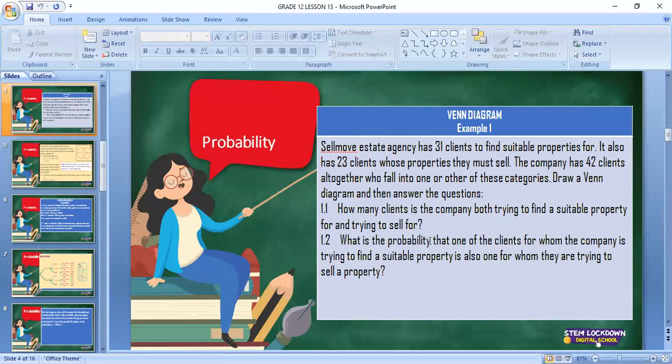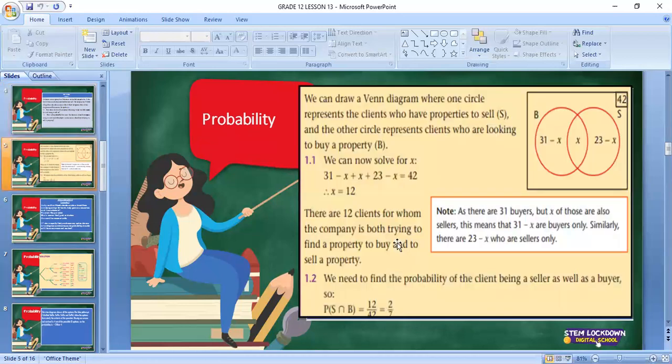To find probability, we define probability as the number of required outcomes over the number of possible outcomes. So that is the actual number of such people divided by the total number, and that would be 12 over 42, which simplifies to 2 over 7. 6 divided into 12 is 2, and 6 divided into 42 is 7. So the probability of getting those who are buying and selling at the same time is 2 over 7. Okay, so that's example number one.